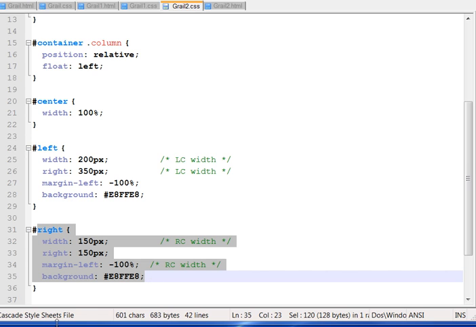Now, if you got these questions, then you understand the classic 3-column layout. In the next segments, we'll look at the more modern and powerful way to do this sort of layout using an HTML5 feature, the Flexbox.